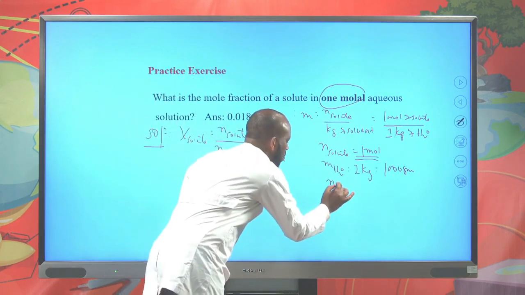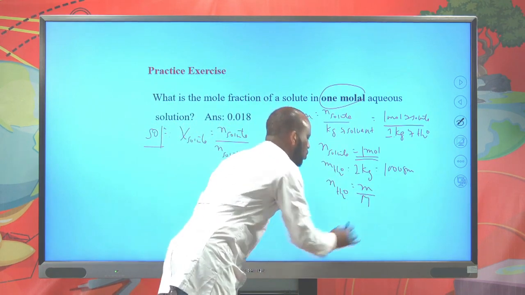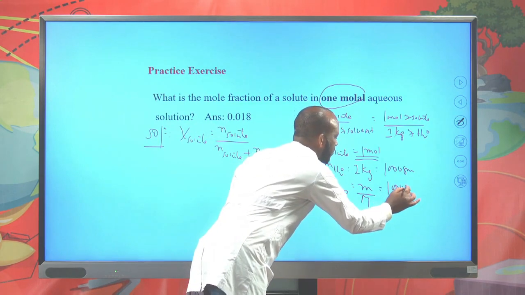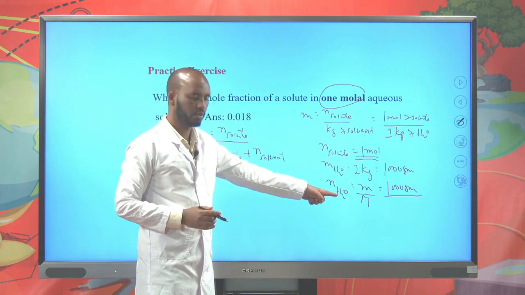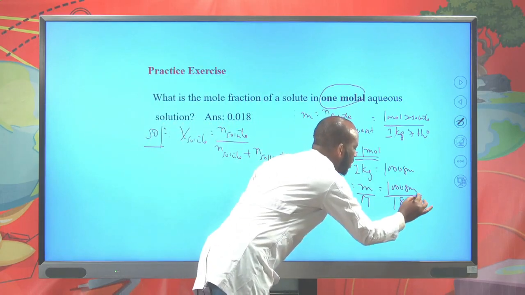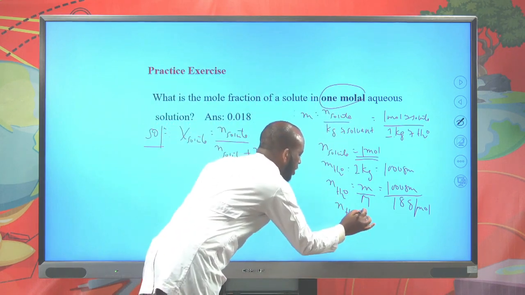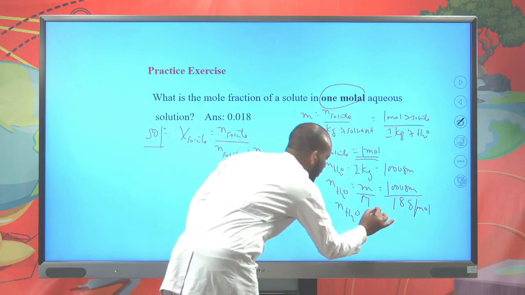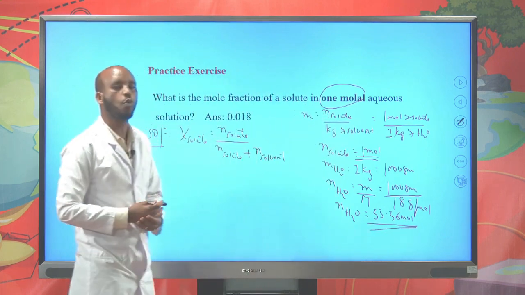Number of moles of water equals mass of water divided by molar mass of water. Mass of water here is 1,000 grams, divided by molar mass of water. Molar mass of water: hydrogen, 2, plus oxygen, 16, is 18 grams per mole. Therefore, number of moles of water equals 1,000 divided by 18, which is 55.56 moles. This is the number of moles of water.